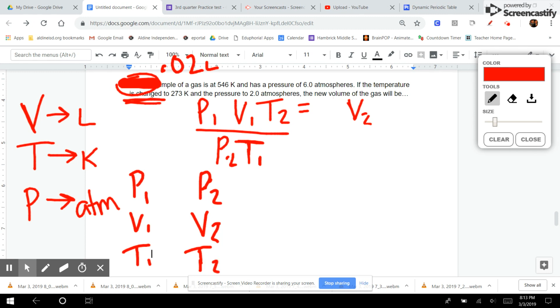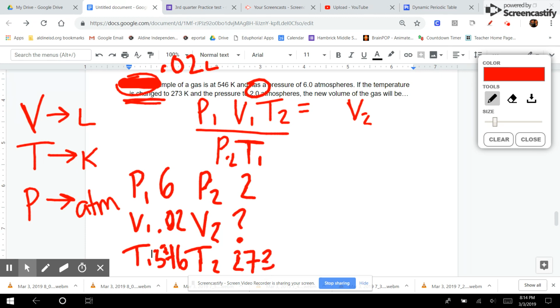Okay. My pressure number one was 6 atmospheres. Volume number one, remember we had to convert that, that's 0.02 now. Temperature number one was 546 Kelvin, which is really hot. Okay, pressure number two was 2 atmospheres. Volume number two is what I'm solving for, so I'm going to put a question mark. And second temperature was 273 Kelvin.